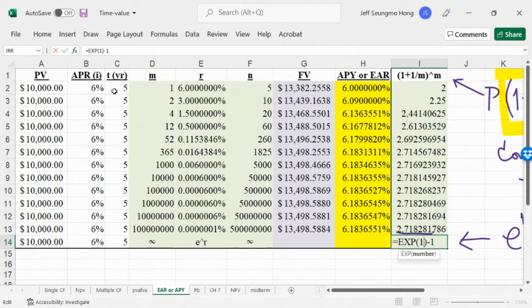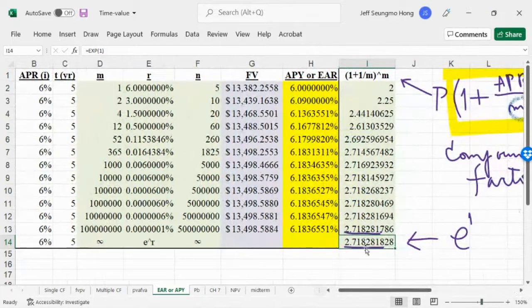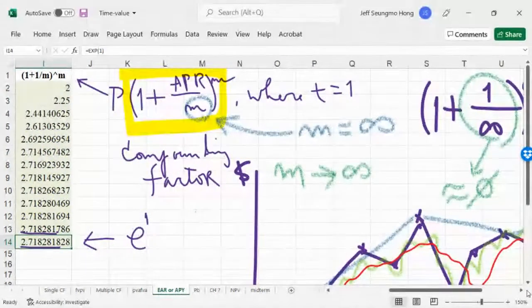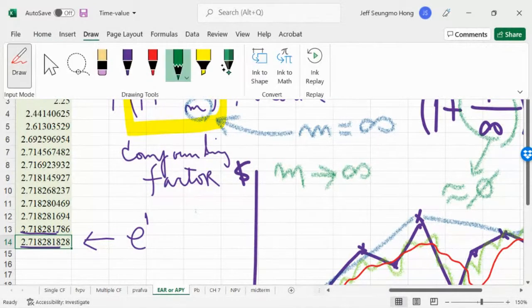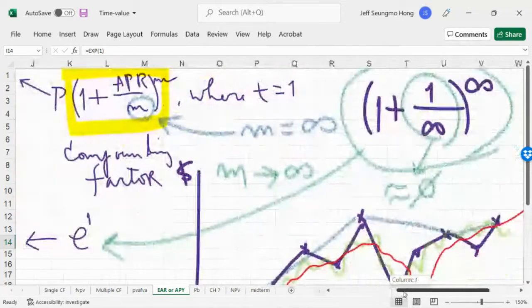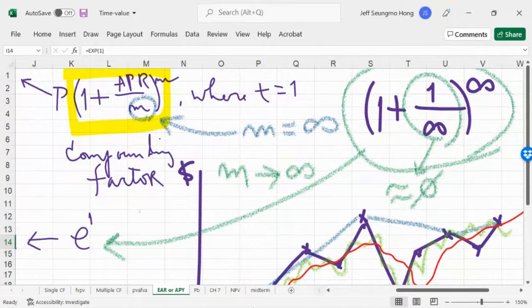Because APR is 1 in this example. In column I, APR is 1. And we're talking about the gross, not net, gross return. So what do you see here? This result is called Euler's number, which is 2.718 something something.